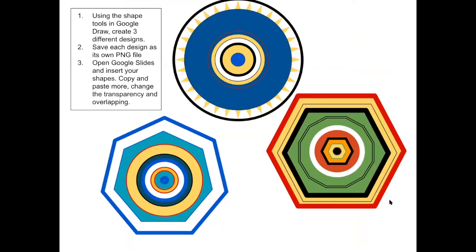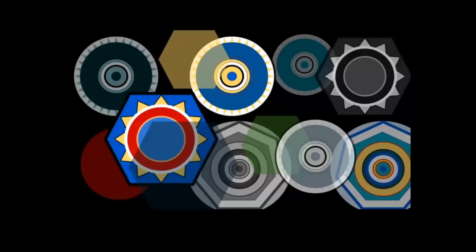So this project is based on using the shape tools in Google Draw to create 3 different designs. Students save each one as their separate PNG files. Then we open up a Google slide and I show them how to add them and how to copy them and change the coloring and overlap. And this is one of my examples. These are great to share on the Jamboard site, and we'll have like a class mural of everybody's hexagons.